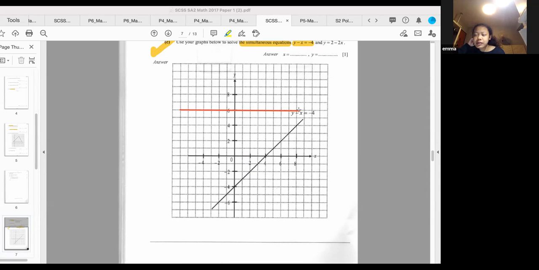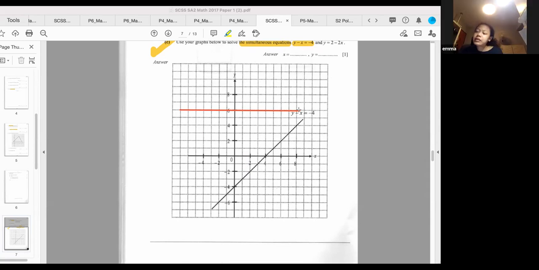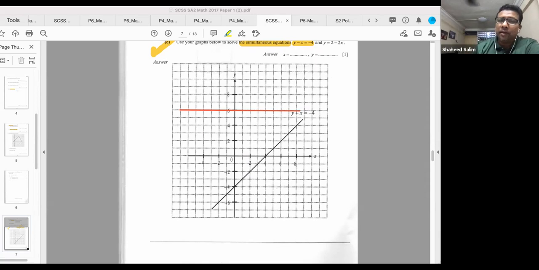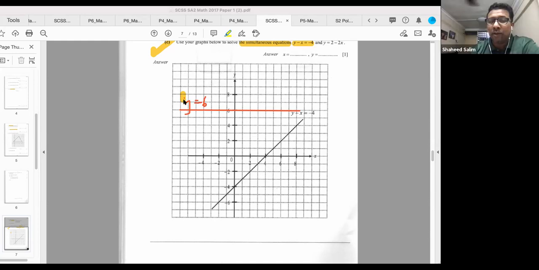No, you must write something like Y equals something or X equals something. Y equals 6. Good. This is called Y equals 6 because anywhere on this graph, the value of Y is always 6. Well done.